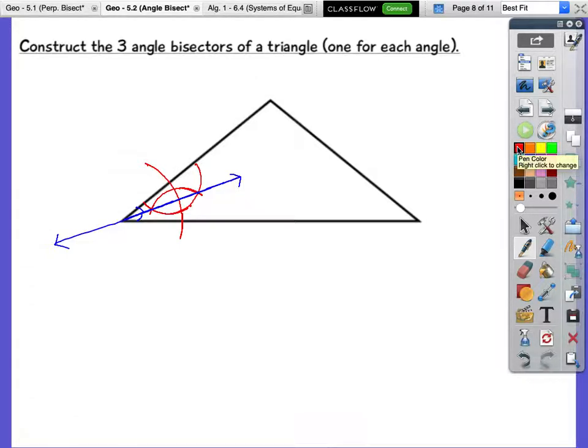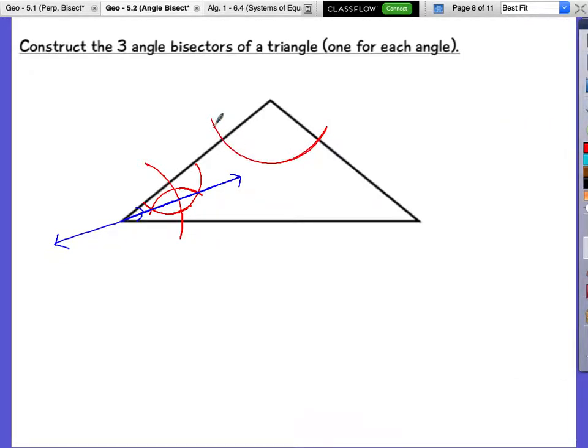So, I went through and made the first one, and then we need to do this for the next angle as well. So we'll go up here, and it's okay if your measurements are different than your last angle. That's fine. It's not a concern to us. You need to stay the same for this angle, though. You go to this new vertex. You make it something that intersects both sides of that angle.